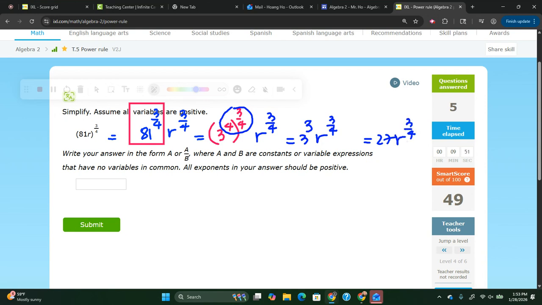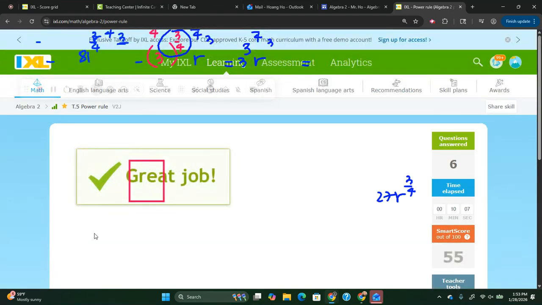Okay. So I put the answer in the box. 27 r power as a fraction 3 over 4. Okay. Submit.